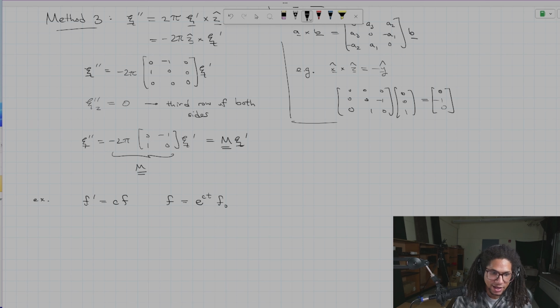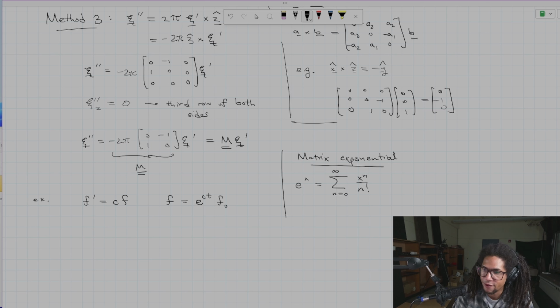But what happens if I try this with M? Well, I would need to be able to stick a matrix up here in the exponential. And that's the thing that I want to introduce. That's the thing that we would love to learn how to do. Okay, so this is going to be a little sidebar on the matrix exponential. What is a matrix exponential? Well, what's a regular exponential? e to the x can be defined by the power series, sum of n going from 0 to infinity of x to the n over n factorial.